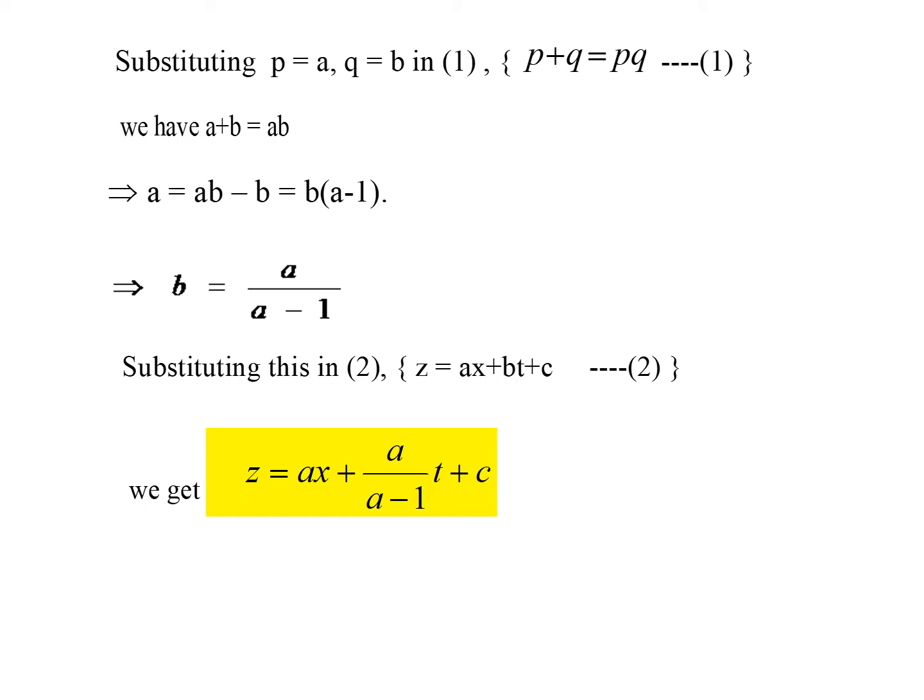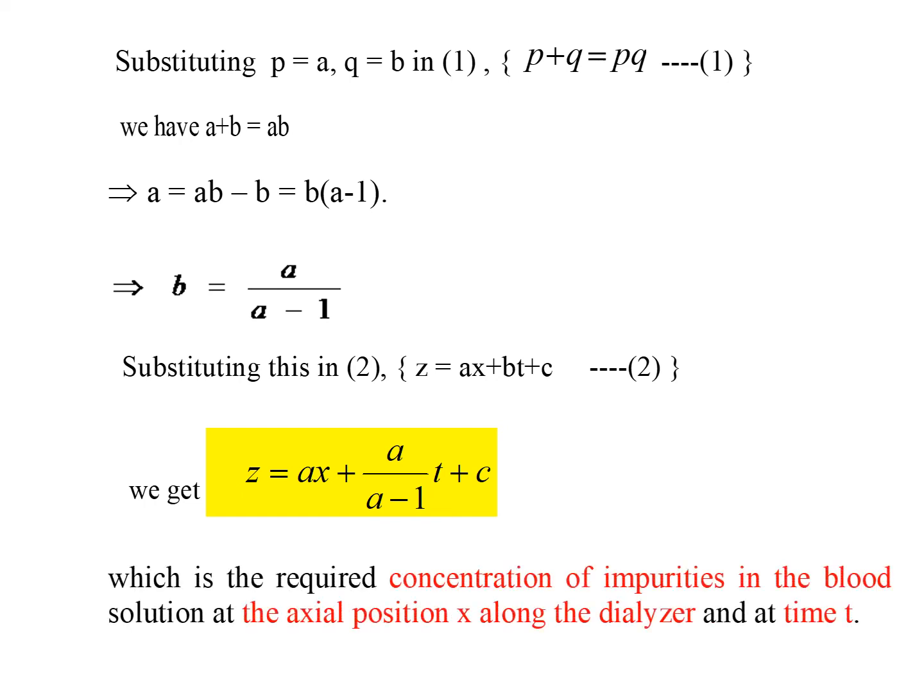Now again, how many constants do we have? Ultimately only 2 constants. That's why this is called a complete solution, which is the required concentration of impurities in the blood, that is, the value of z at x, the axial position along the dialyzer, and at time t. So we are able to get even the solution of a real-time application problem using partial differential equations.